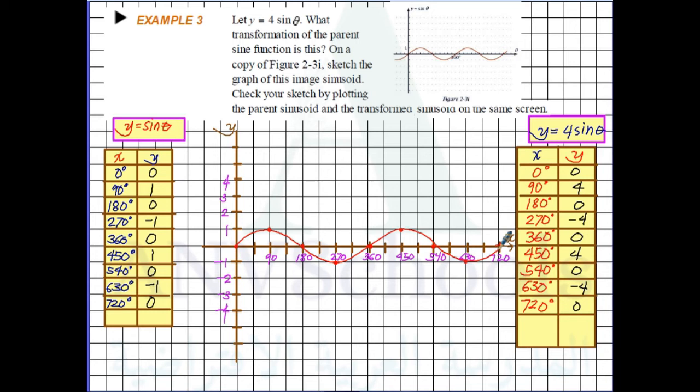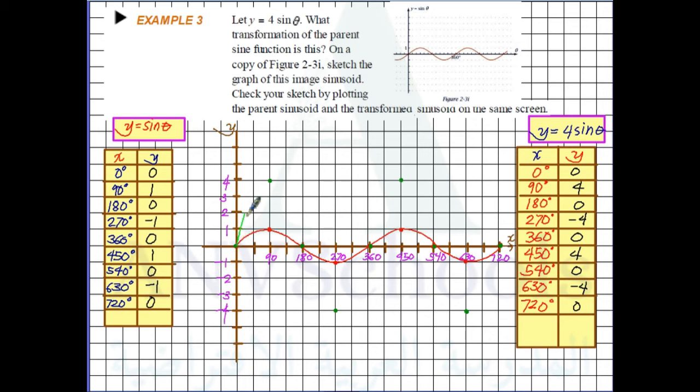Now I will plot the function y is equal to 4 sine theta. This is the image function. So I will graph it in green. So if 0, it is still 0. And if it's 90, it's 4. So it would be here. And then 0 again. And then negative 4, 0, and positive 4. And then 0, and negative 4, and then 0.